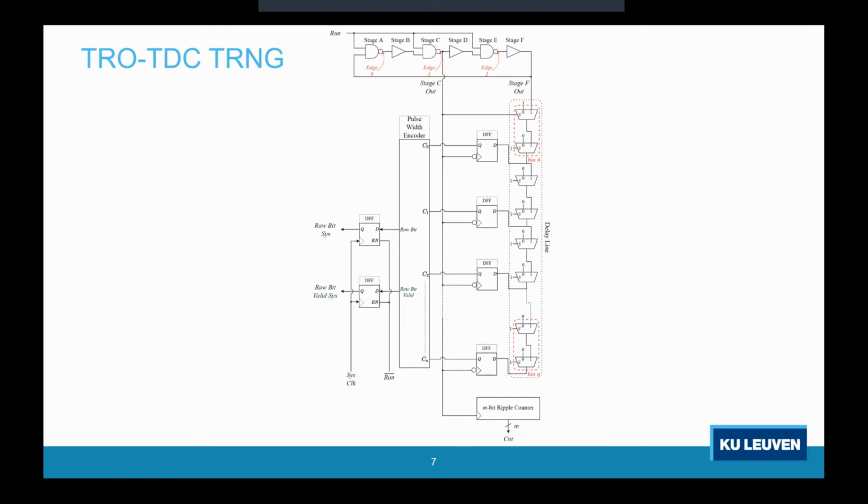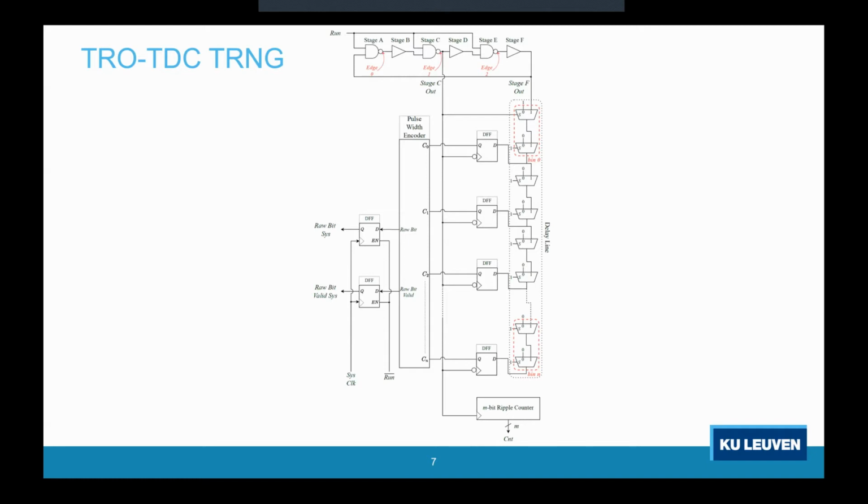And how are the entropy source and the TDC connected? Well, as shown here, the signal from the 3rd non-inverting stage F is connected to input 1 of the first multiplexer of the delay line, whose select signal comes from the 2nd inverting stage C. So the signal from stage C is also used as a clock signal for the D flip-flops of the TDC.